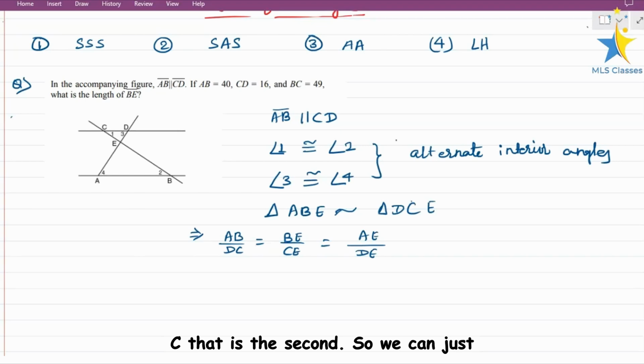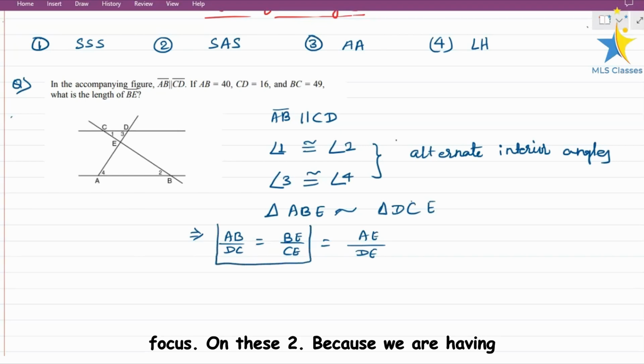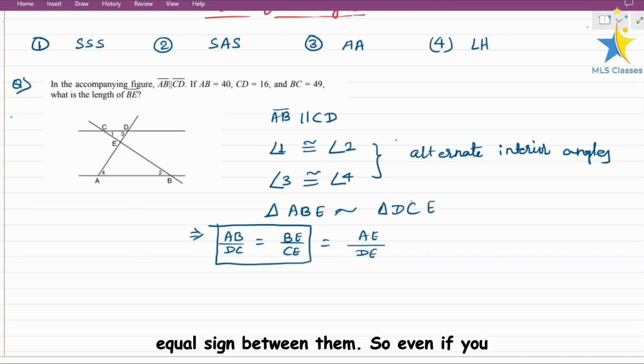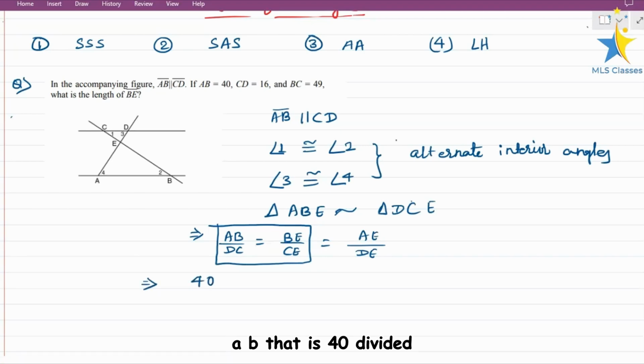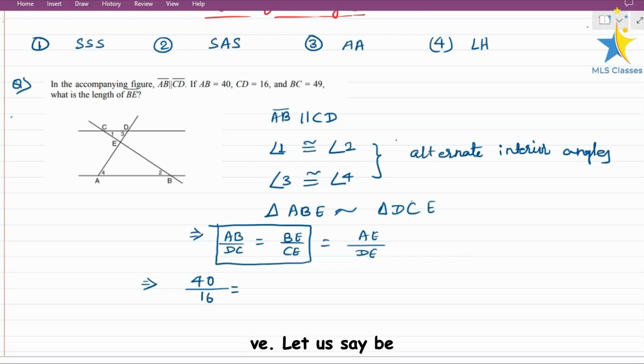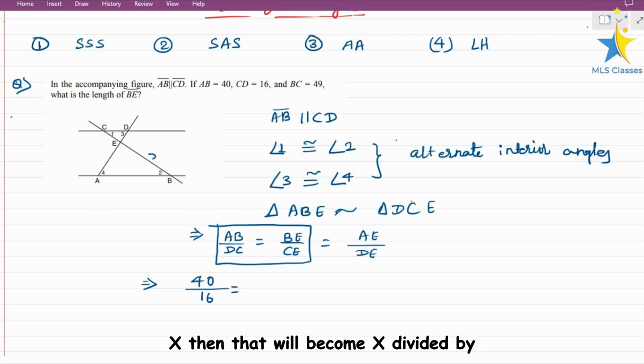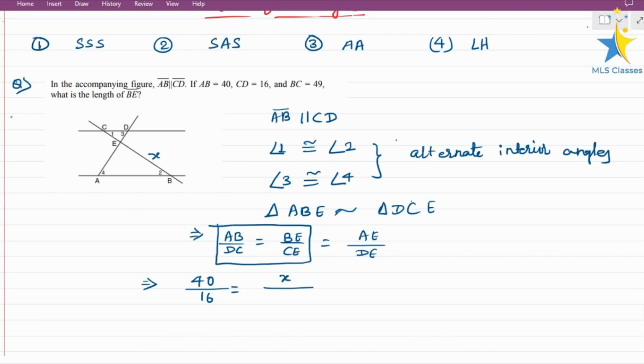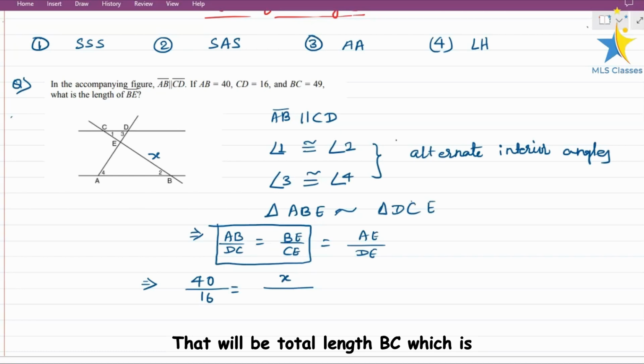That is the second. So we can just focus on these two, because we have an equal sign between them. Even if we take these two, we can write an equation. AB, that is 40, divided by CD, that is 16, is equal to BE. Let's say BE is X, because BE has been asked, so we take BE as X. So X divided by CE. CE will be the total length BC, which is given as 49, minus X, right?